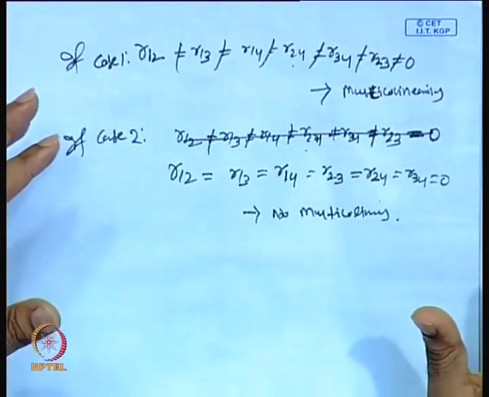If it is equal to 0, then there is no such multicollinearity issue. So what is multicollinearity all about? Multicollinearity is the existence of a linear relationship among the regressors.